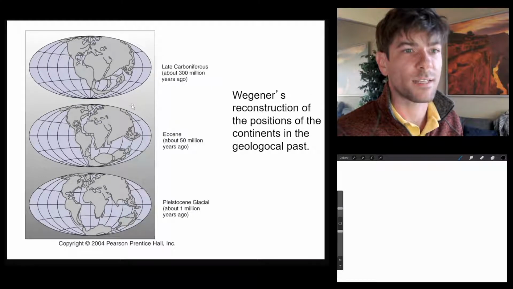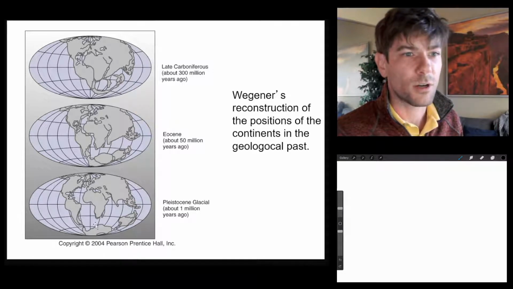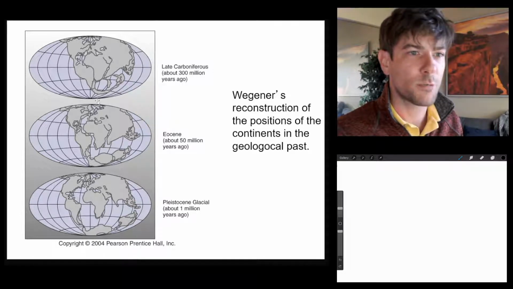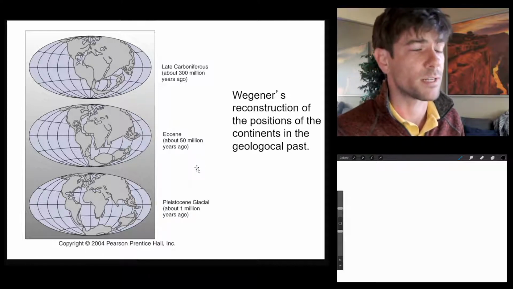Alfred Wegener went a step beyond this, and he came up with a reconstruction for the past 300 or so million years, going back to the late Paleozoic. And he said, look, all the continents seem to just have smushed back together and become this single landmass, which is not too far from the truth, honestly.